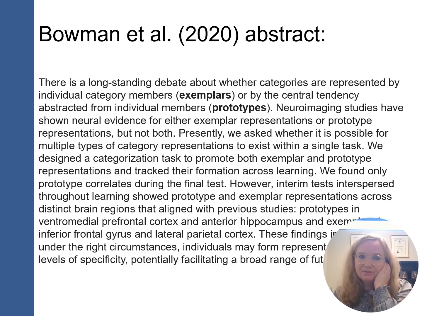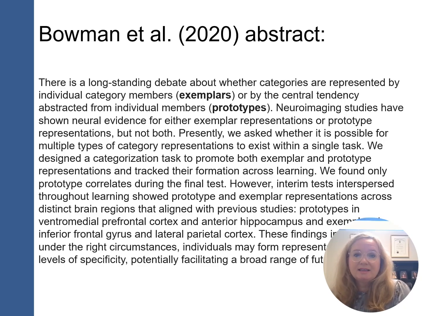So think about this study, the Bowman study, and this is the abstract from the study. The idea is that there's a long-standing debate over whether categories are represented by individual category members, these are the exemplars, or by a central tendency abstracted from individual members. This is your prototype average. Neuroimaging studies have shown neural evidence for either exemplar representations or prototype, but not both.